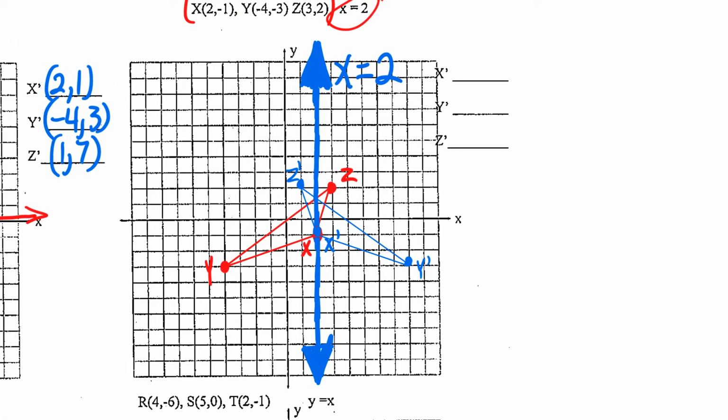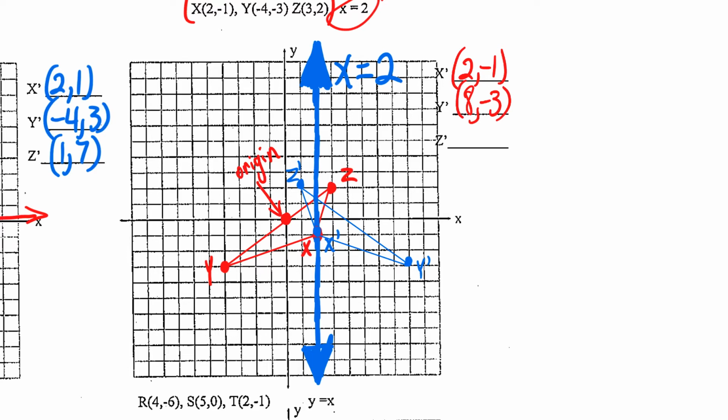Now, be careful on this because a lot of people do this. This is still the origin right here. That's still 0, 0. A lot of times people see that x equals 2 and they start thinking of that as the y-axis. No. So where is the x prime at? 2, negative 1. Where's the y prime at? 8, negative 3.